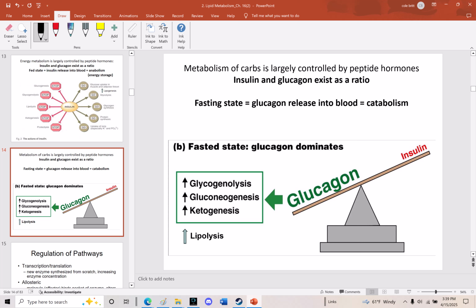Oh, yes. So proteins can be broken down too in the fasted state. And you're going to be making ketones in the fasted state. So yeah, you could add that as well to this. Oh, I already have ketogenesis. But you're probably going to be doing some proteolysis as well, breaking down proteins during that fasted state.